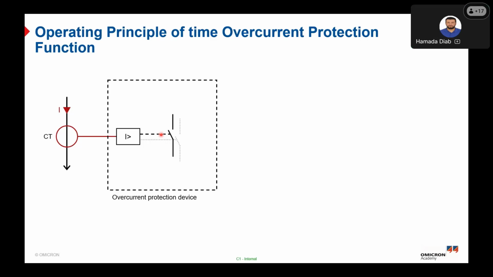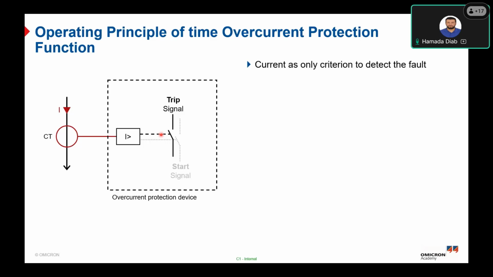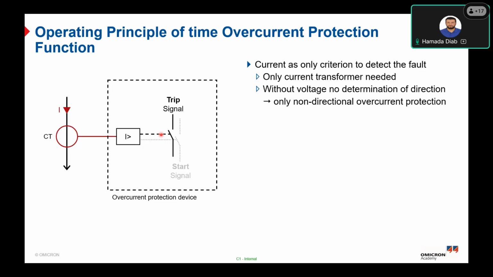Okay, for sure, if it's the forward direction, it will issue a trip signal to trip the circuit breaker and isolate the fault. But if it's in the reverse direction, which means the fault is not in my protected object, I will give the chance to the other protection to trip the fault current. If it doesn't, there is a backup protection that can also trip with a time delay. So here the current is the only criteria to detect the fault in case of non-directional overcurrent. But if you have a directional overcurrent, you will need the voltage measurement to determine the direction of the fault. Is it in the forward or in the reverse direction?